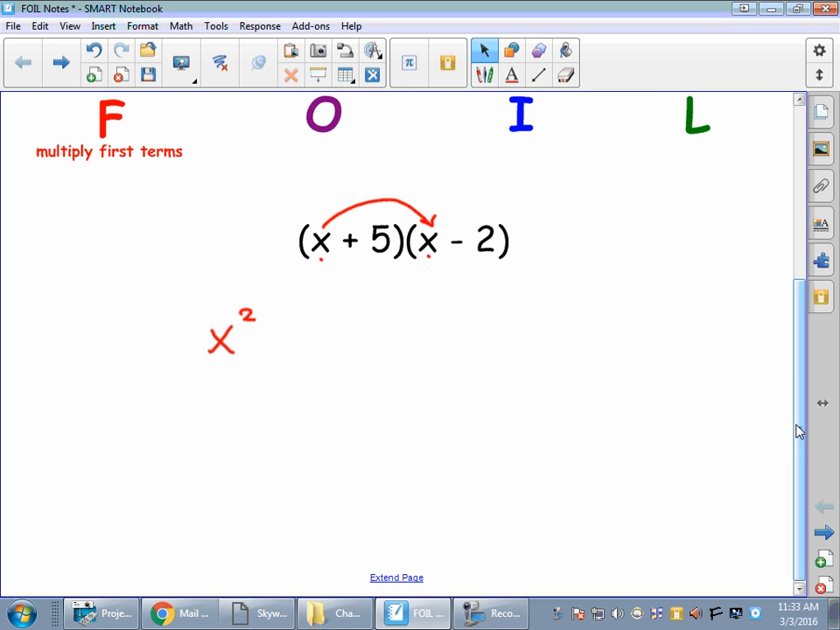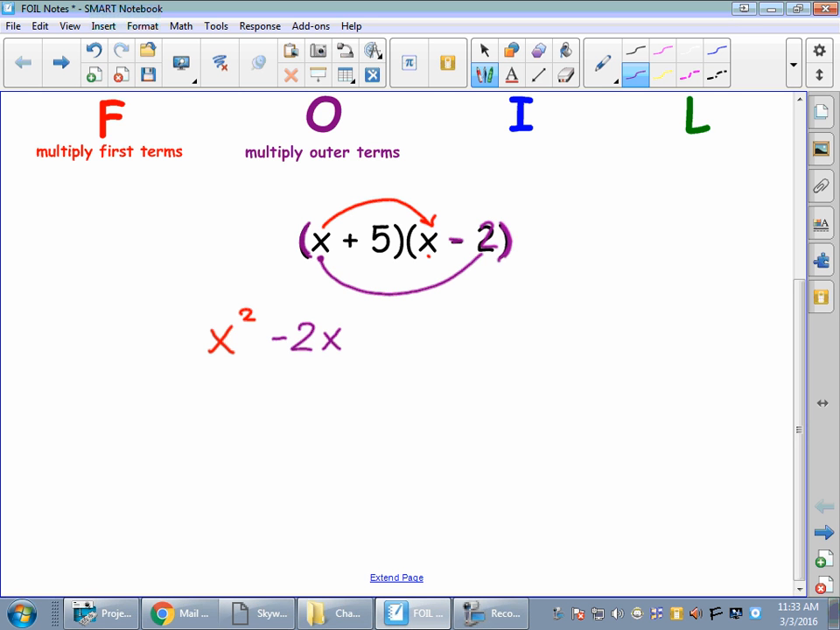The O in FOIL stands for outer terms. You're going to multiply the outer terms. So the outer terms are just that. They're on the outside. Remember, you have to pick one term from the first parentheses and one from the second parentheses. So for the outer, it's going to be this x because it's on the outside parenthesis, and this 2 because it's on the outside of the parenthesis. And so x times a negative 2 is a negative 2x. So that would be your outer.